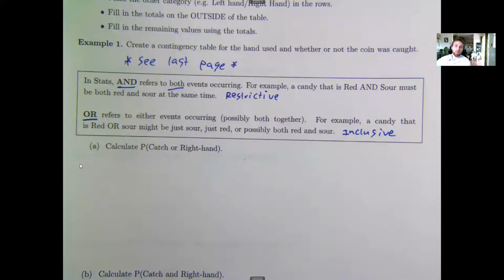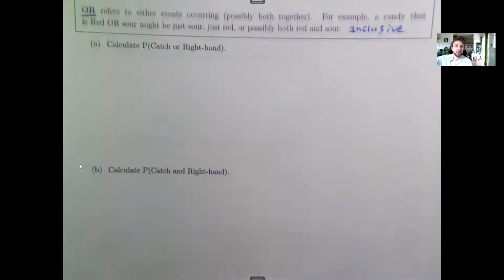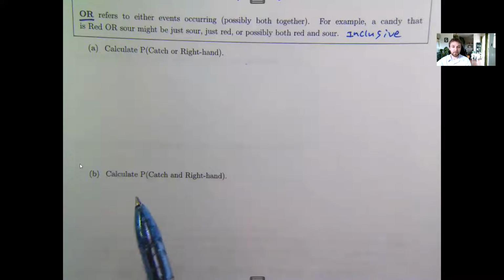So someone might ask you, what's the probability that you caught it or you used your right hand? They might also ask you, what's the probability that you catch and use the right hand?